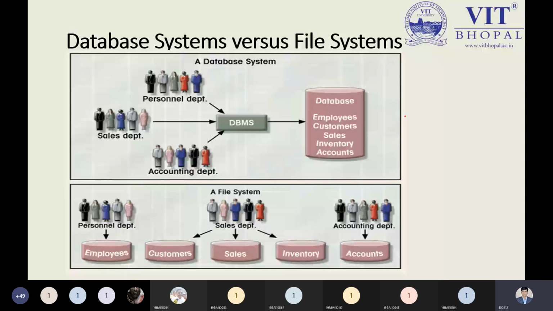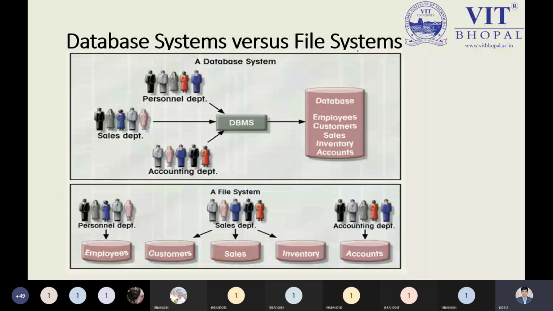Database may be of one kind, but the file system may have several types of database in it. Okay, so after seeing this image you have this concept. But let me explain in a very simple way.